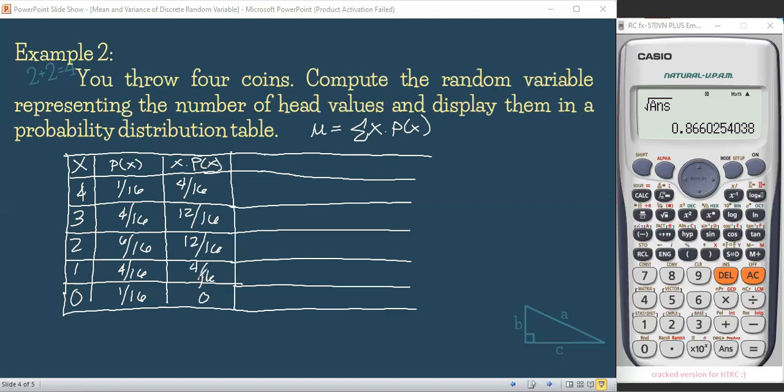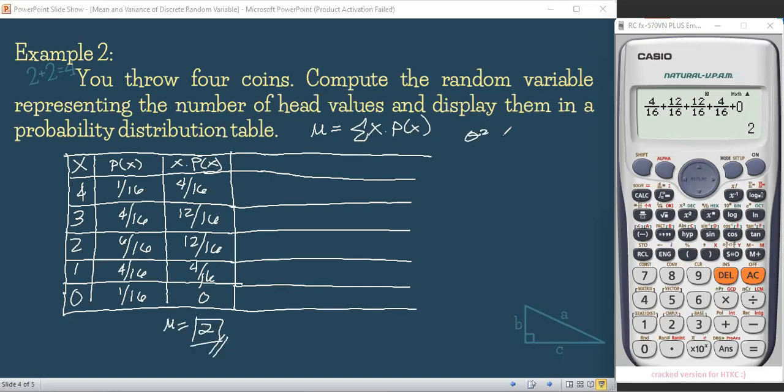So, kapag kinuha po natin yung sum nila, yun po yung magiging mean natin. So, we have 4 over 16 plus 12 over 16 plus 12 over 16 again plus 4 over 16 plus 0. So, that will give us 2. So, the mu po natin, or the average, is equal to 2.